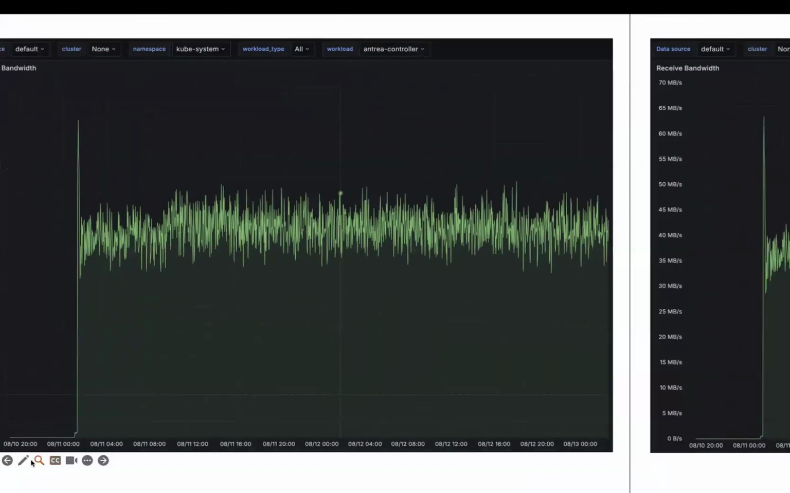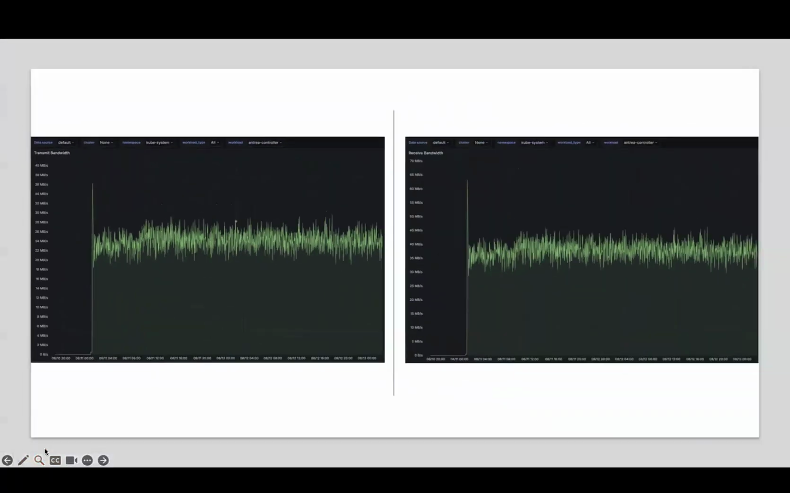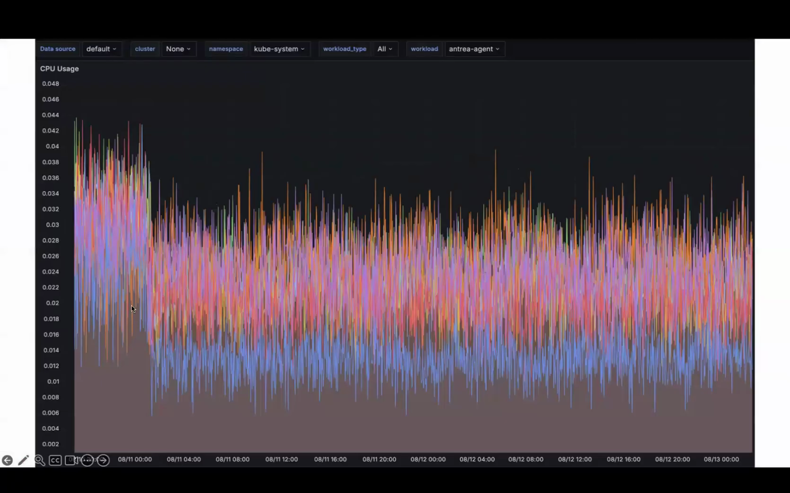This is the observation from the Antrea controller. Now let's see the Antrea agent. We have a total of 7 Antrea agents. So the CPU usage pattern is almost similar to the Antrea controller.